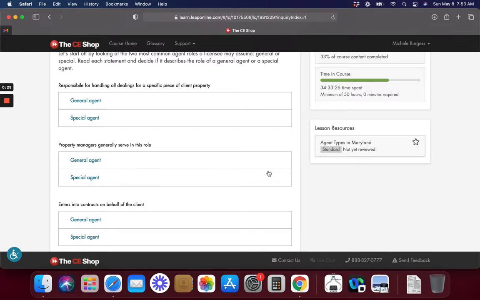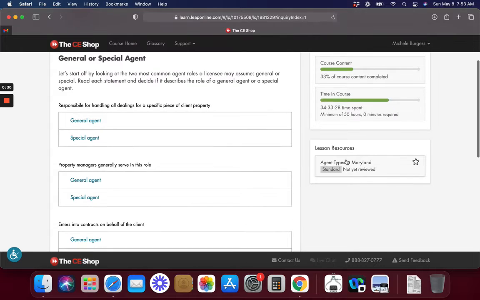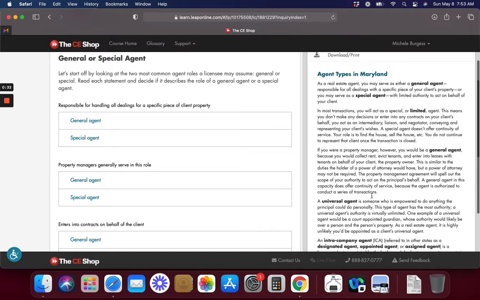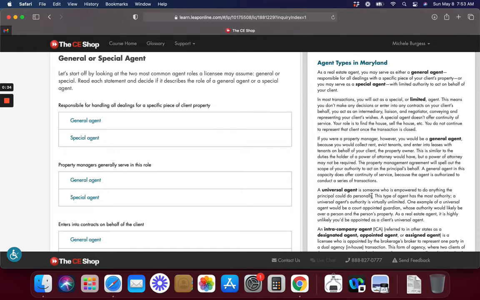Responsible for handling all dealings on a specific client property. Okay, let's look at what we have here. We have general agent, special agent that acts on behalf. We have a limited agent. If you're a property manager, you would be a general agent because you have tenants, collect rent, evict tenants. A universal agent is empowered to do anything like the principal or the person can do.